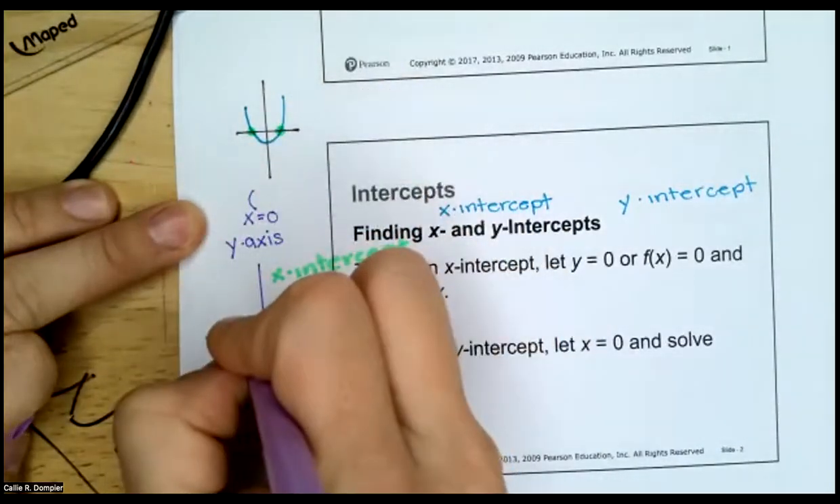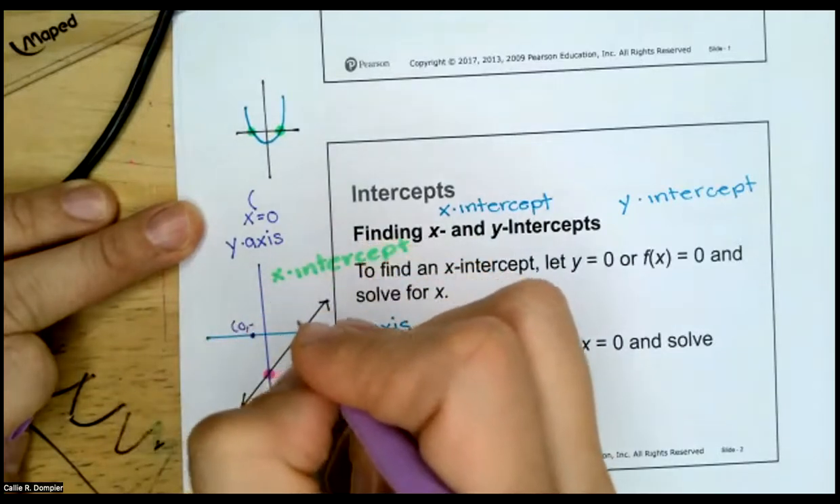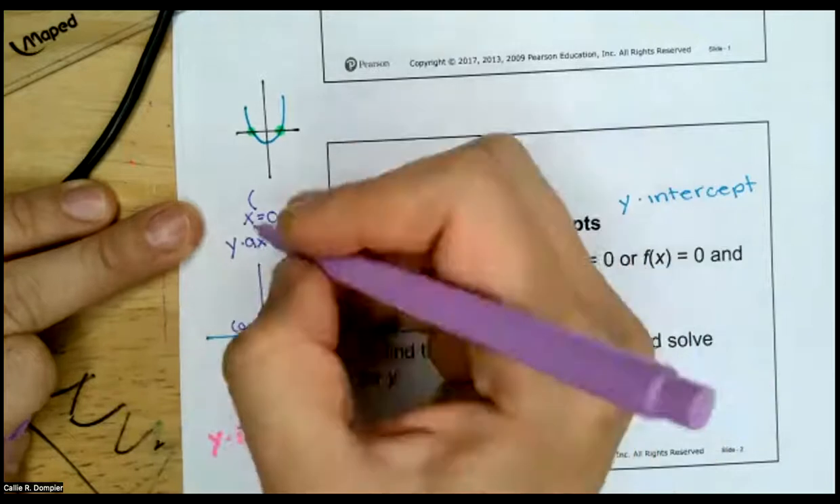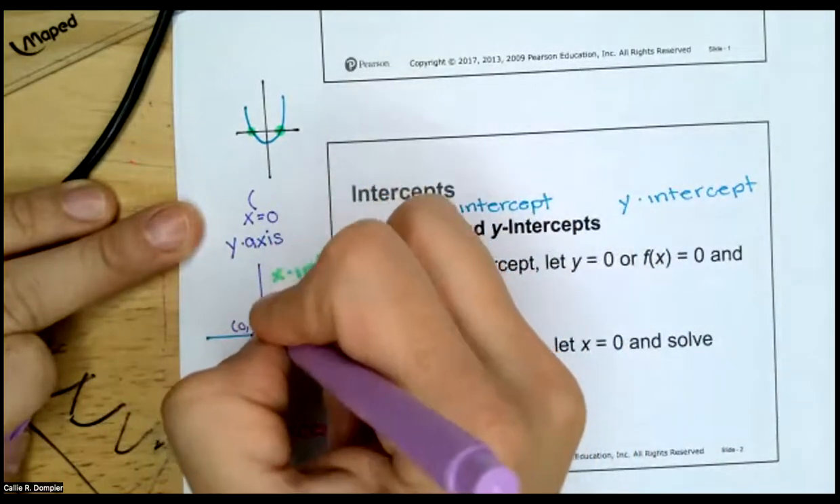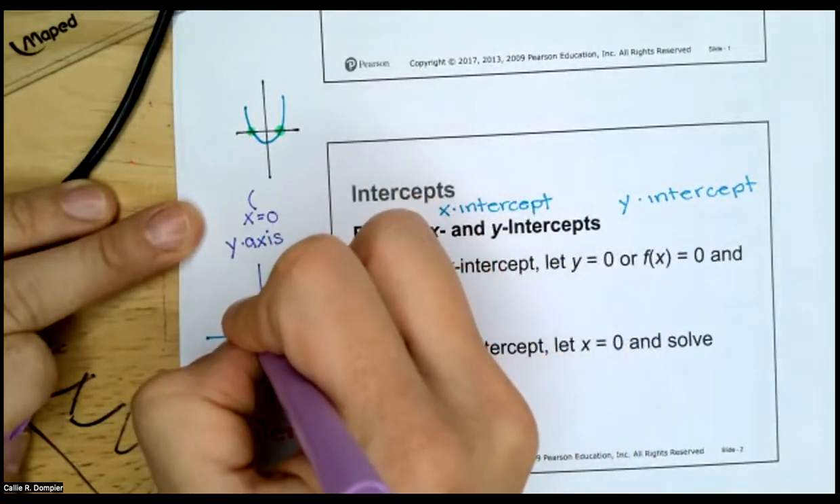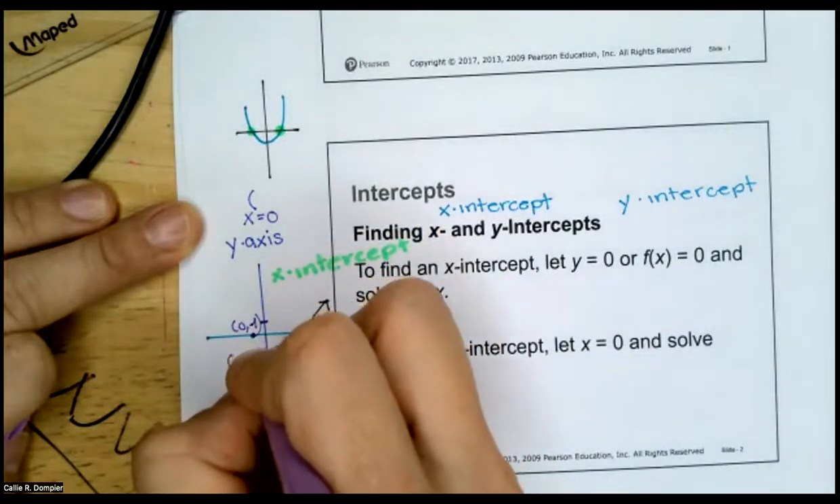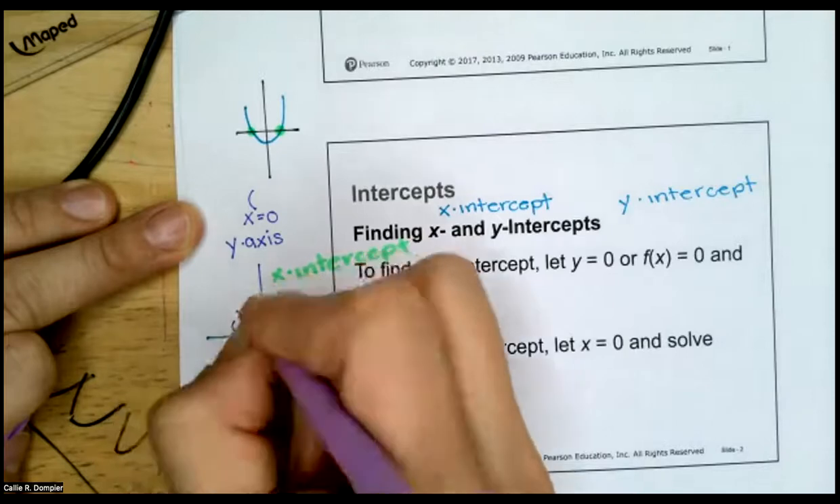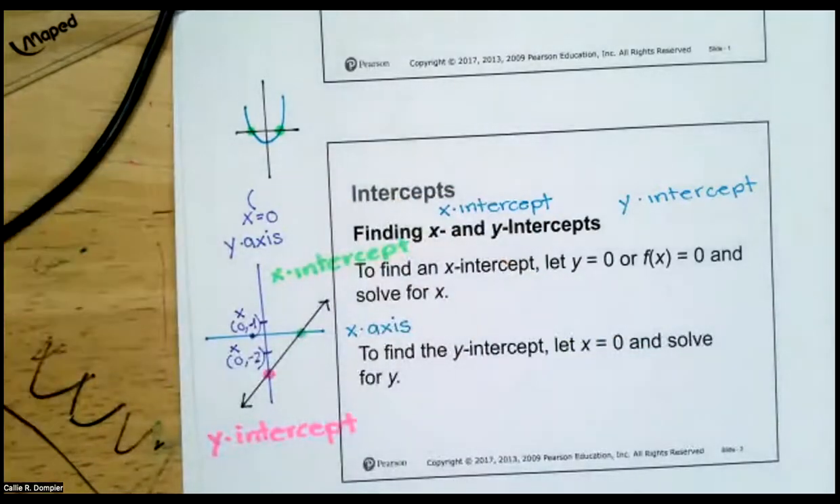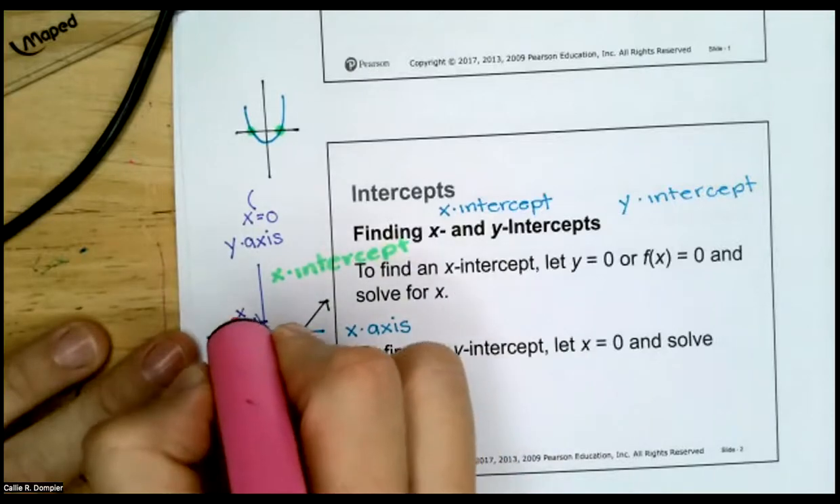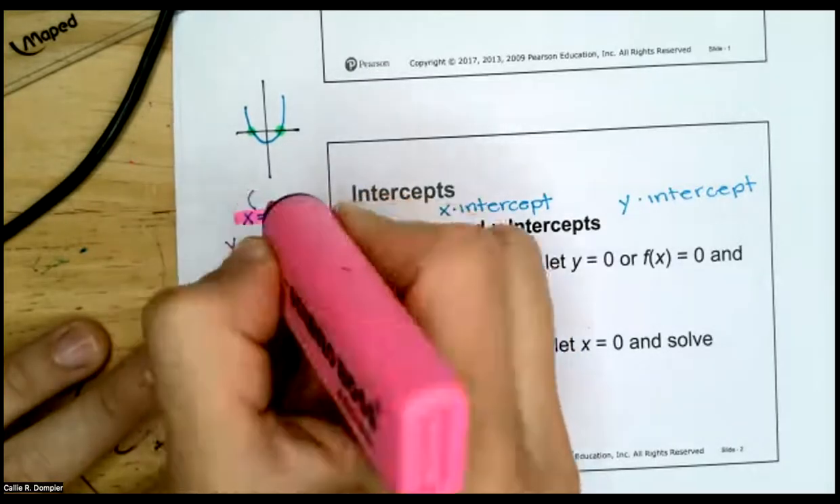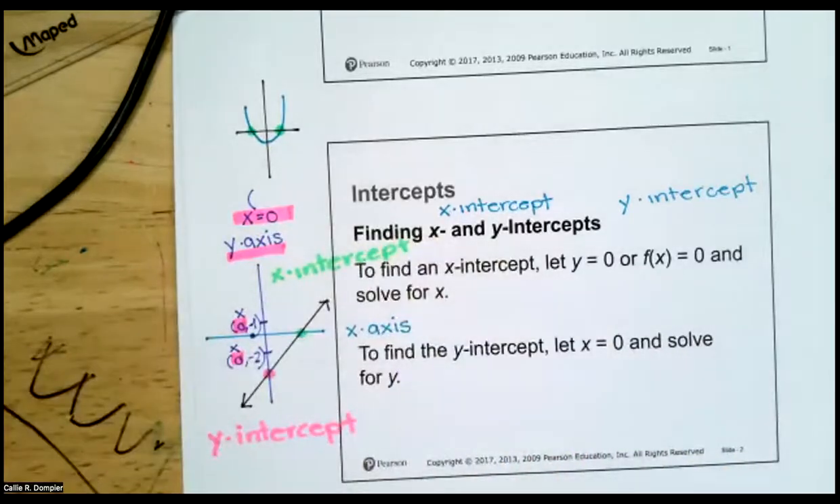So every point on the y-axis is going to be maybe 0, positive 1, right? This is maybe 0, negative 2. So all of my x's are 0 on the y-axis. X is 0 because it is on the y-axis.